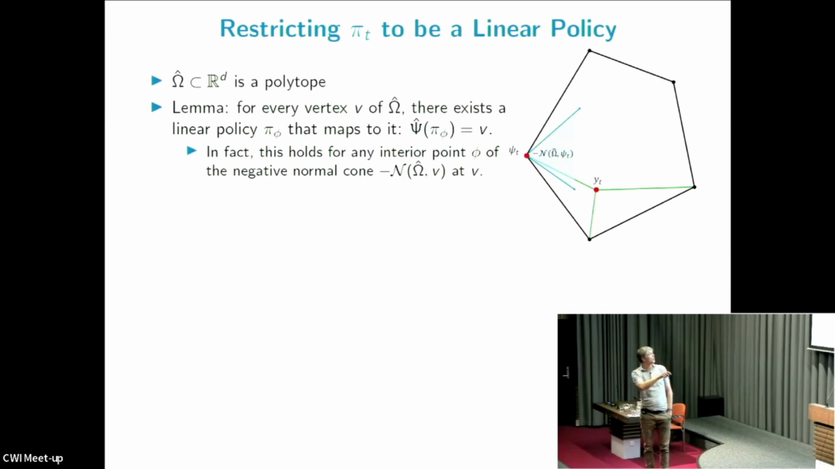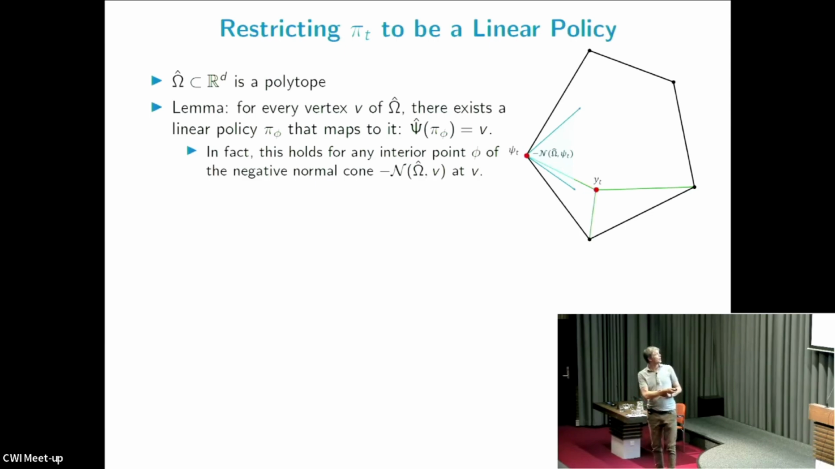It's a polytope, and it's like a cartoon of this polytope. If we have a vertex of this polytope, it turns out it's not so difficult to show that there exists a linear policy that under psi hat maps to that vertex. So if I have a vertex, there is a corresponding linear policy that maps to it. If I can somehow restrict myself to only play vertices, I can find linear policies that correspond to them. Then I could achieve this goal of only playing linear policies.